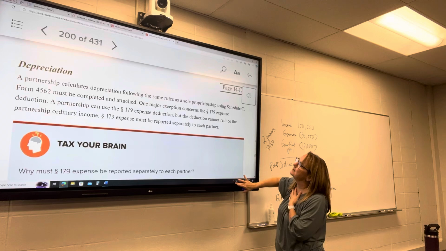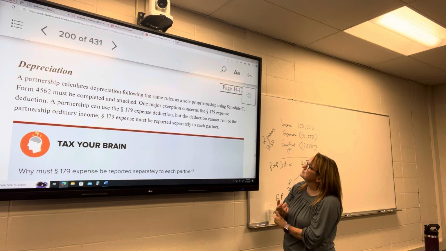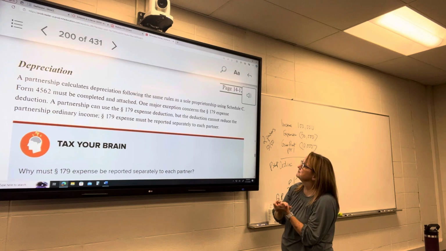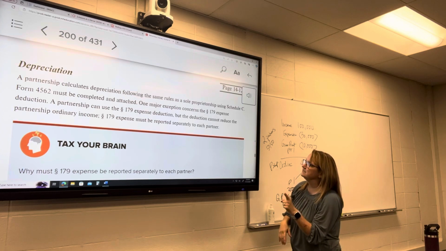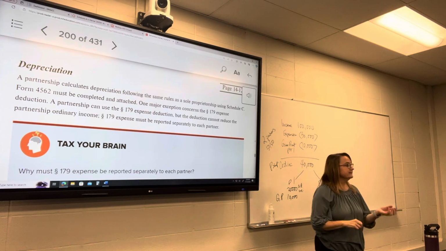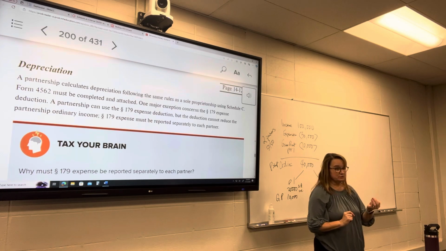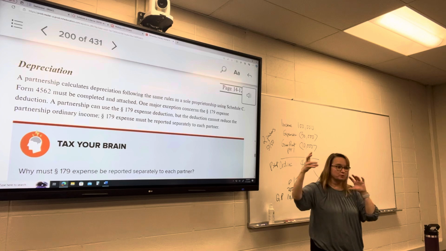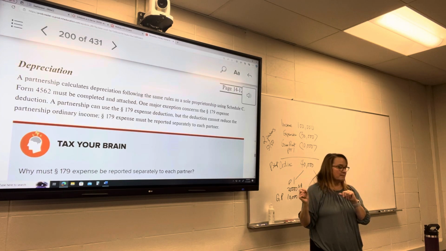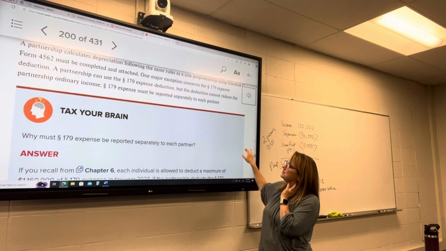Let's see, what else do I want to say? Depreciation is the same. The 179 expense is a little bit different. The partnership can use the 179 expense, but the deduction cannot reduce the partnership ordinary income. The 179 expense has to be reported separately because we've got those limitations on the 179. Those limitations are at the partner level, and so the partners themselves have to report the 179 expense, and then it mixes with any other 179 expense that they have coming from other places. Okay, so that's being pulled out. That's what they meant when they were talking about the depreciation.